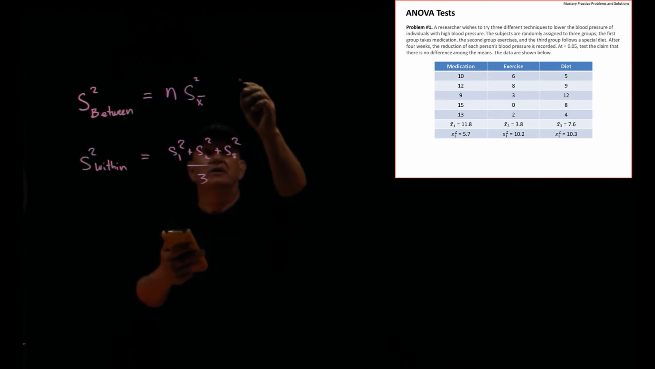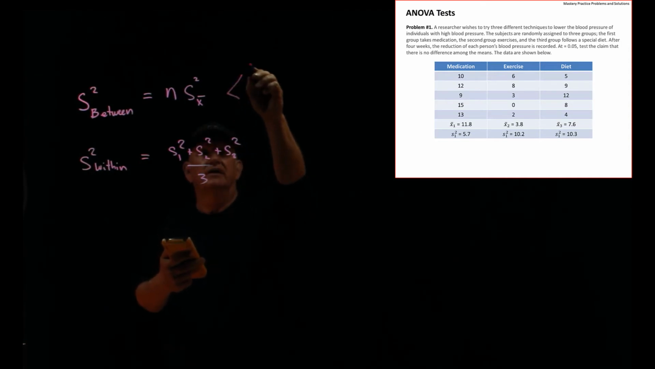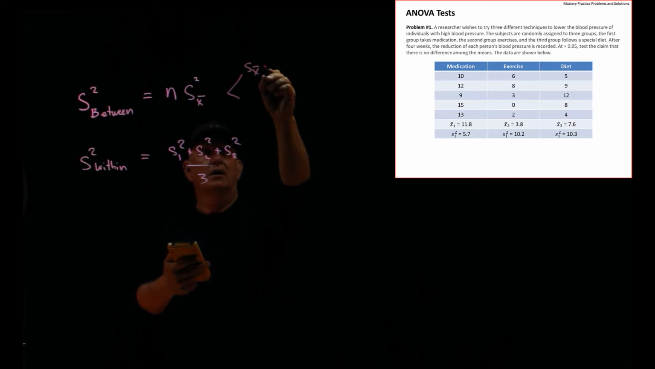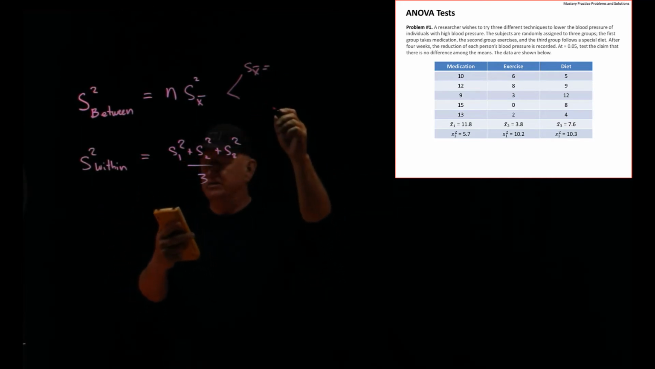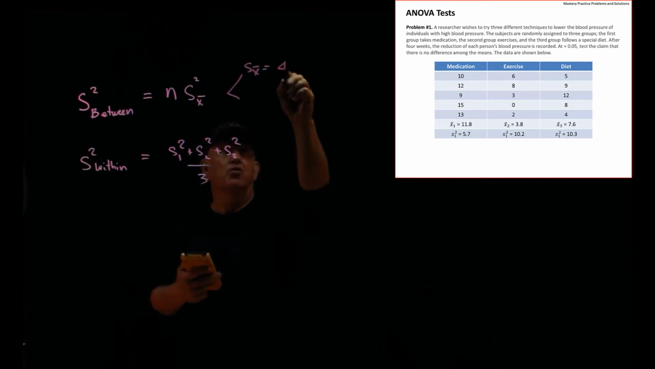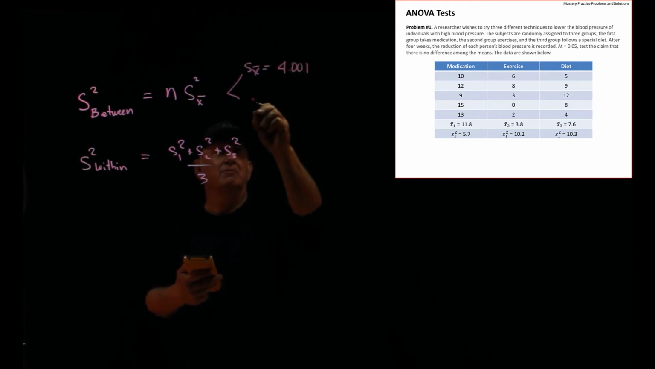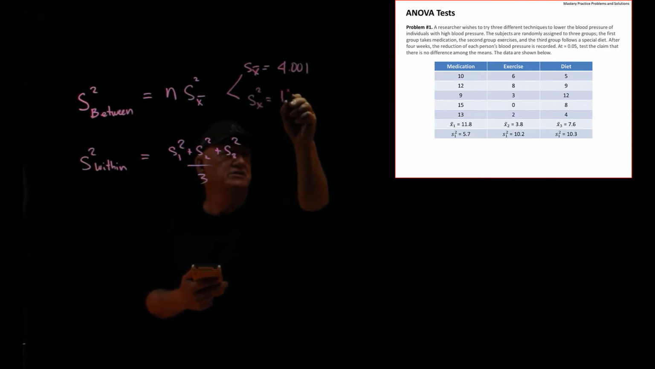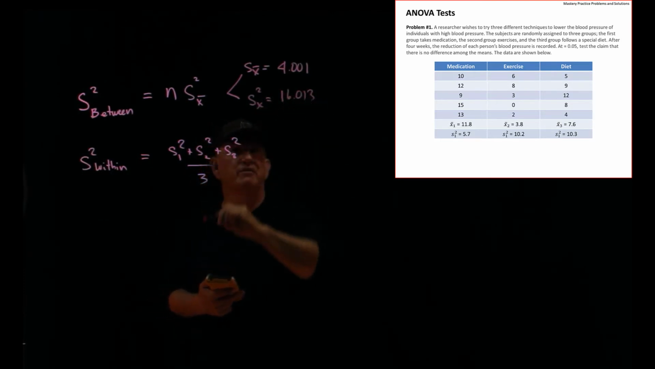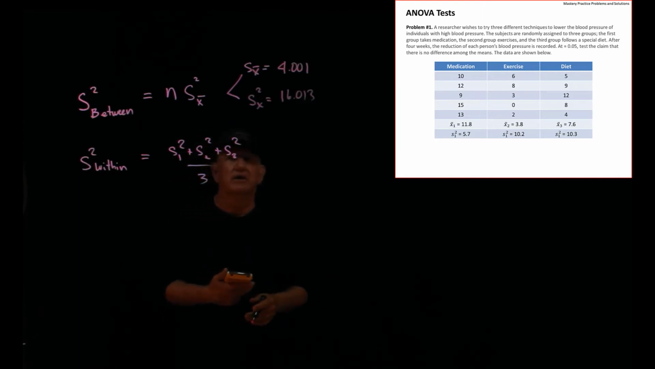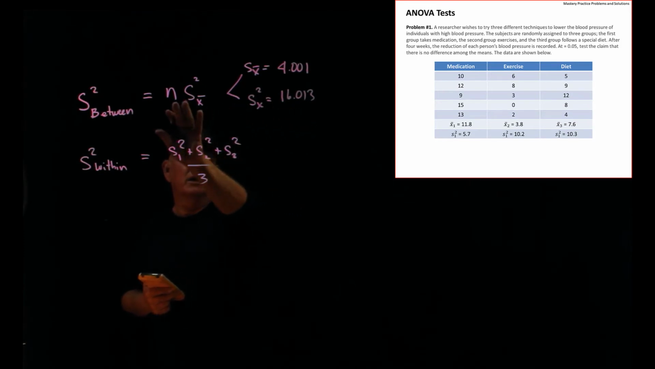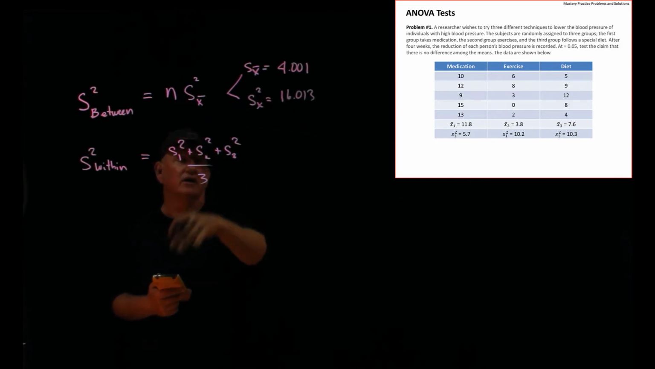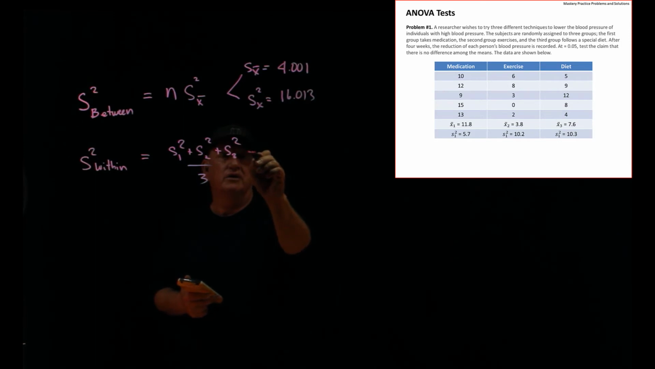The first one is S sub x bar, the standard deviation of those means, and that number is 4.001, and I believe if you square that, you get 16.013, if I'm not mistaken. I could get the calculator out, but no need. All right, so there's part of the number we need. I've got to multiply that by 5. I'll do that down here. Let me calculate this number now.